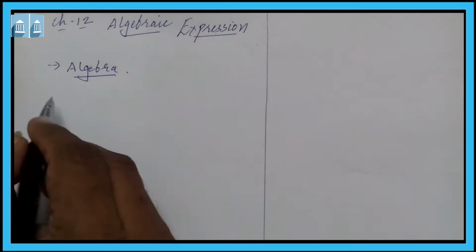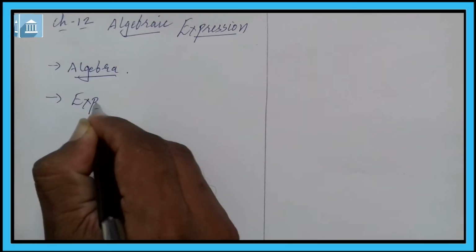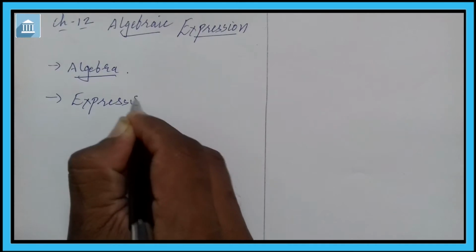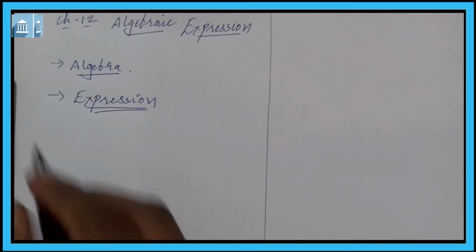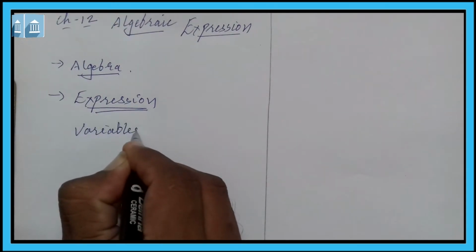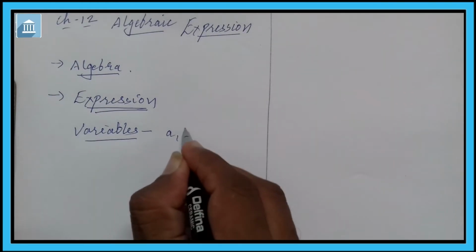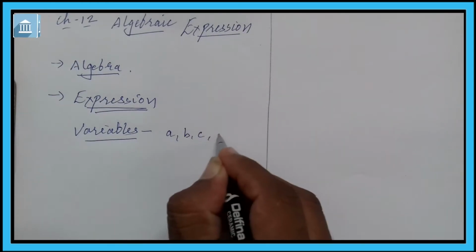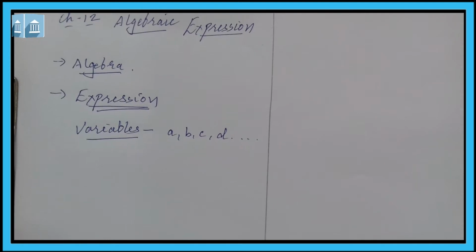We all know that in 6th standard we had learned that an expression is the mixture of two things. The first is variables. In 6th standard we had learned about variables. Variables means a, b, c, d. Whatever alphabetical terms we use for unknown things are known as variables.